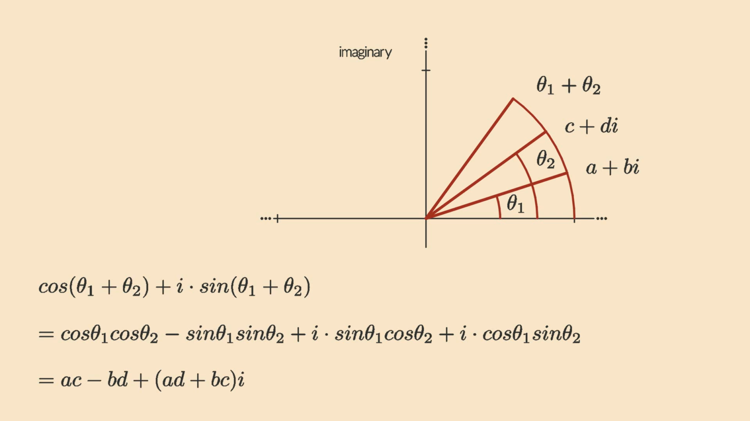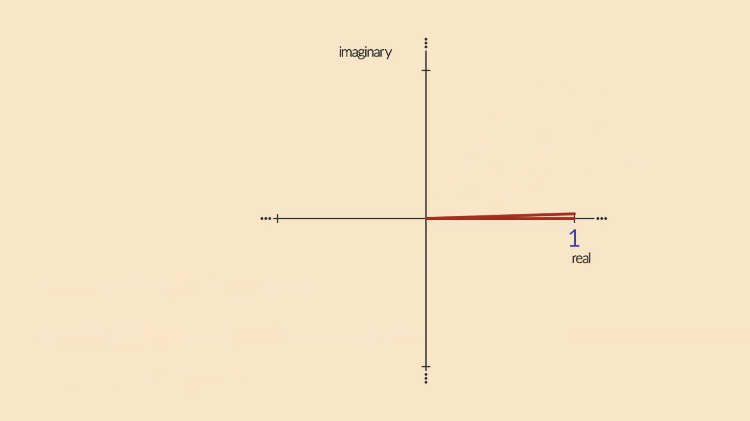Pause the video if you want to check the details. And now for the big payoff. Look at what happens when we multiply by i, and then multiply by i again. This gives us a rotation of 90 degrees, followed by another rotation of 90 degrees. The net result is a rotation by 180 degrees, which lands at the number -1. That is the geometric reason why the number i squares to -1.